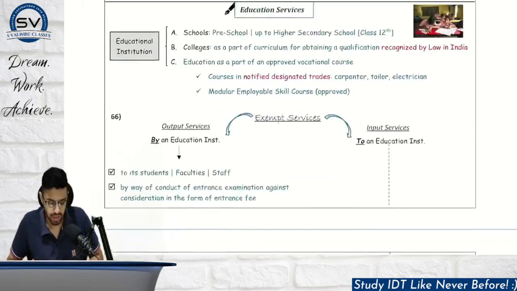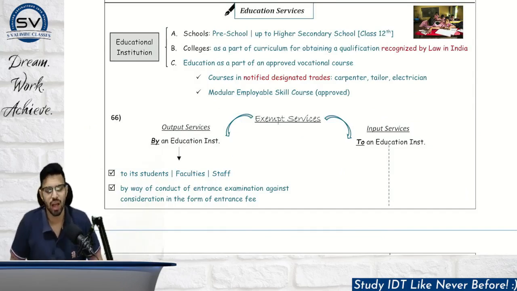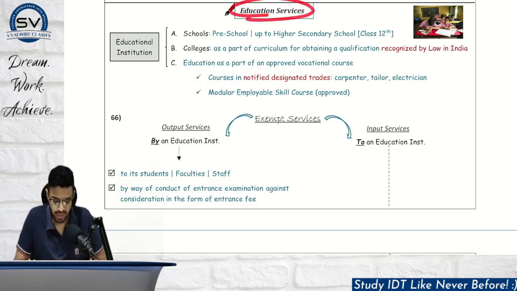It is taxable. Next, we are talking about educational services. Very important. Often an area of a high number of queries, but guys, it is very simple. Let's start. I hope you are enjoying this particular session, and the exemptions don't seem to be as difficult as you might have felt before the start of the session. Okay, so educational services.